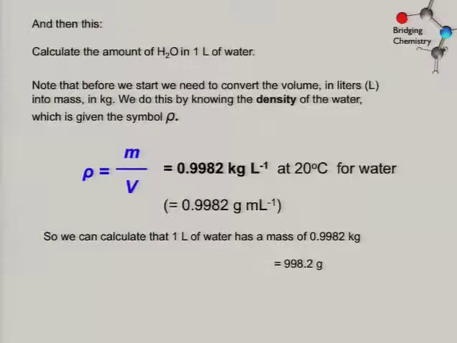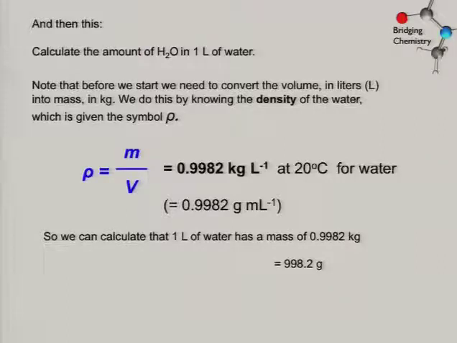And so what you could do is you could look it up. It turns out that density depends on the temperature. You might know that. As you cool water down, it becomes more dense. And so at 20 degrees Celsius, the density of water is 0.9982 kilograms per litre. So at that temperature, 1 litre of water weighs 0.9982 kilograms. And so this is a constant, so we would give you this.